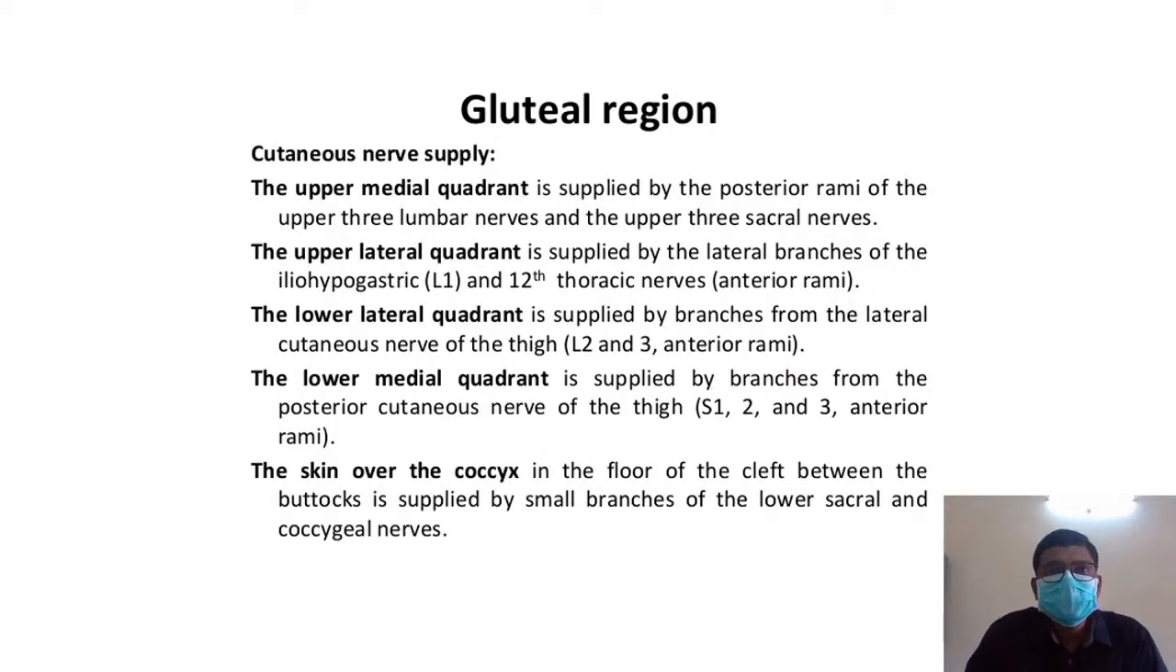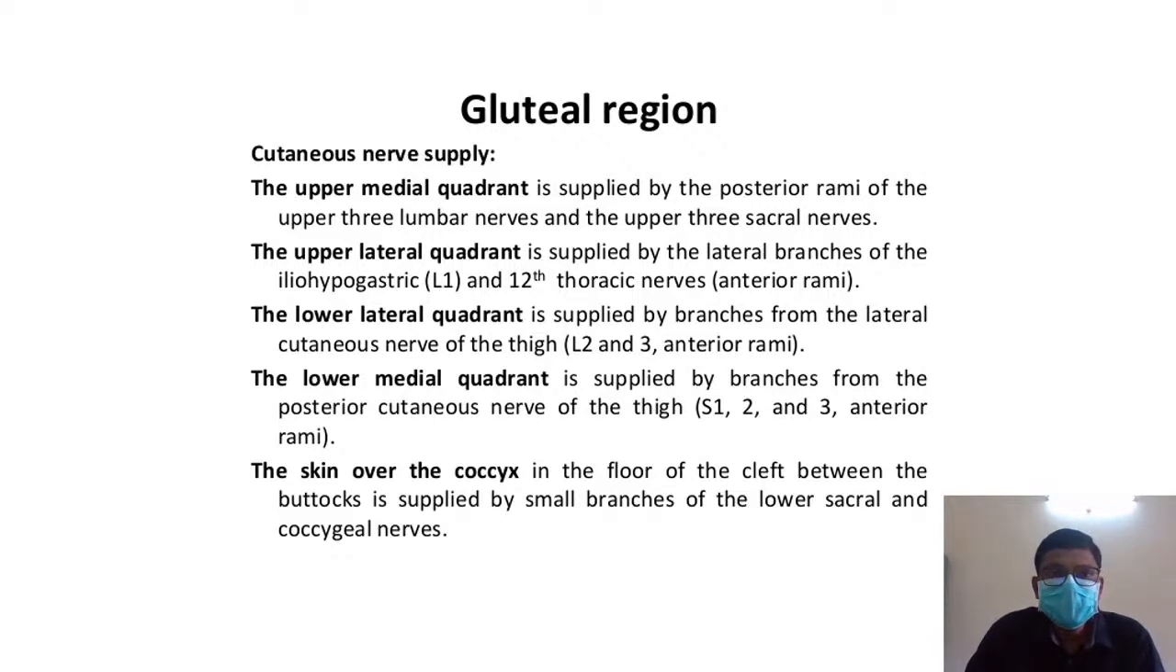So coming to the nerve supply, that is the cutaneous nerve supply of the gluteal region. This gluteal region is divided into four quadrants, that is the upper medial, lower medial, and the upper lateral and the lower lateral quadrants. And also there is one region at the region of the coccyx, that is the medial region.